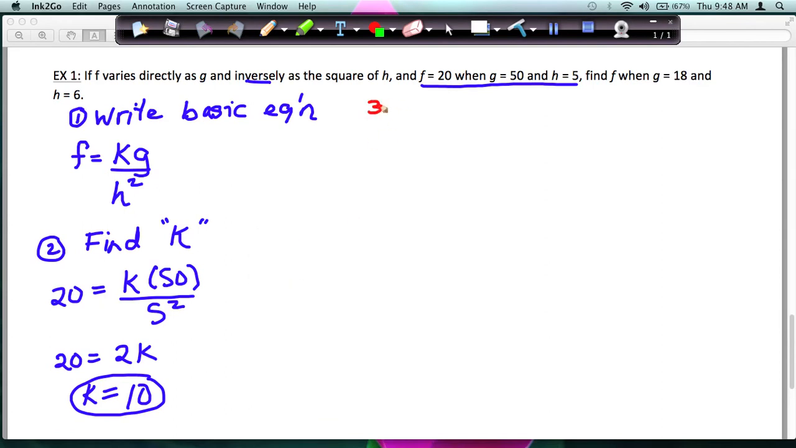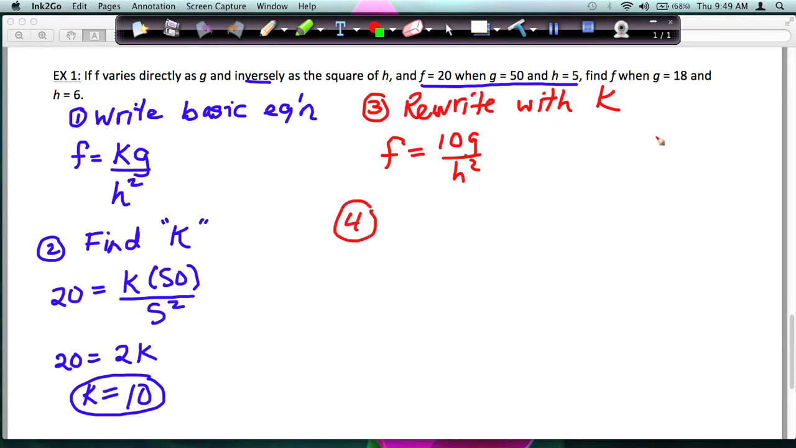Okay, step 3 is rewrite the equation with k. So I'm not going to be plugging in f, g, and h, but I'm going to be plugging in just k. So you're going back to your equation number 1, and instead of a k, I'm going to put 10. So this is my basic equation, and this means now I can find f whenever I have g and h squared, because I know my constant now. So this equation can help me.